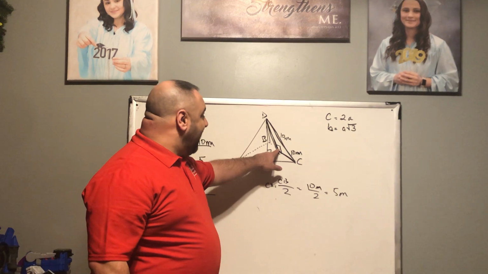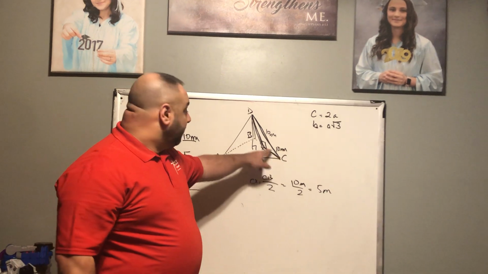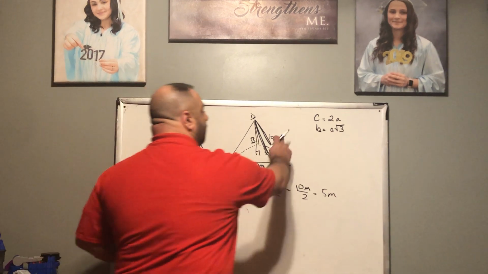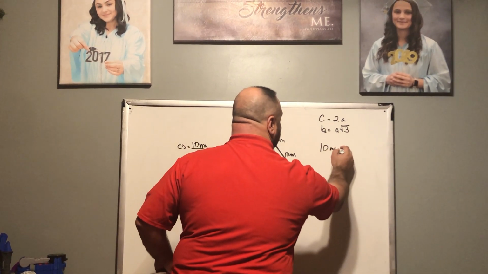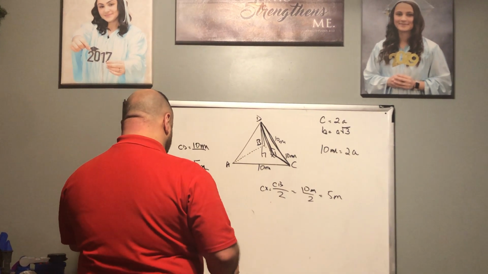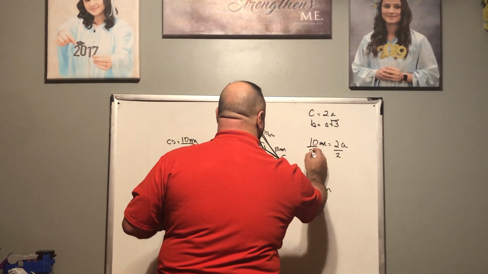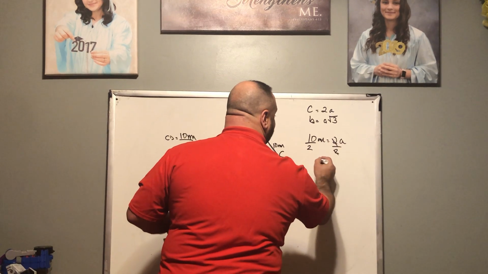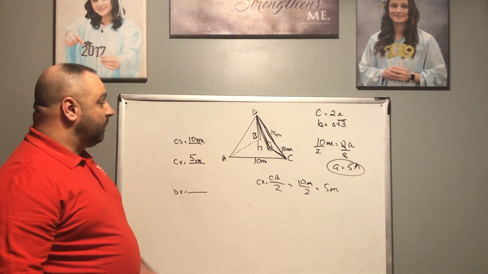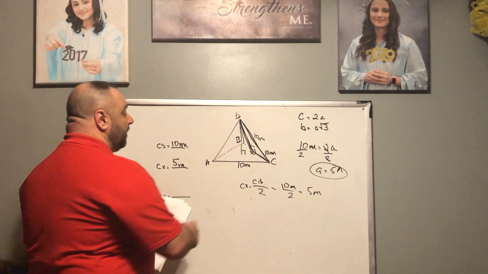So, if this is the right angle, this line here would be what in a right triangle? If this is the right angle, this would be the hypotenuse. Very good. So, we're going to go 10 meters equals 2A, okay? And so we would have here, divide both sides by 2, and A equals 5 meters. Then once we get that answer, we're going to plug that into line segment B. Okay, so this is A.